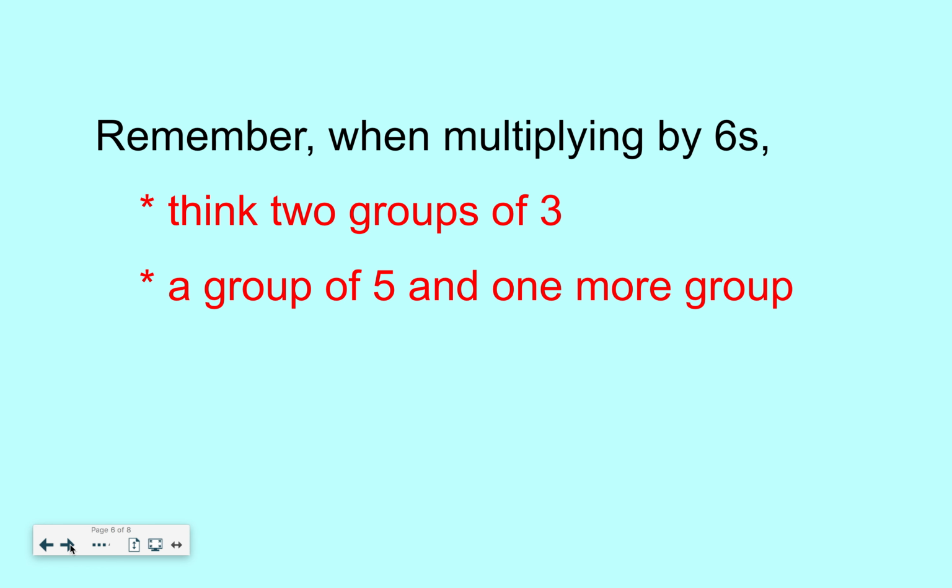So remember, when multiplying by sixes, you can either think 2 groups of 3, or you can think a group of 5 and one more group, whichever one you are more comfortable with.